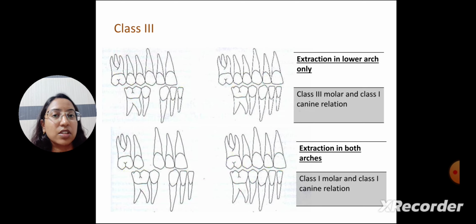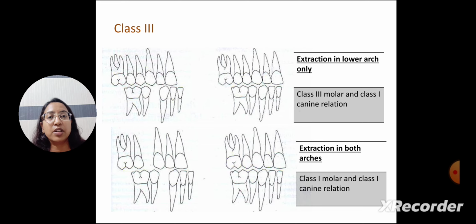Apart from this, we can also have asymmetrical extractions, like in a class 2 subdivision case, where we can either extract just one premolar or go for extractions of three premolars to correct the malocclusion. Sometimes, in case of just lower anterior crowding and a class 1 situation, we just need 4 to 5 mm of space. So in that case, we can just go for a single lower incisor extraction and close the space so that the upper is maintained and the lower arch is aligned while maintaining the class 1 canine and molar relationship.